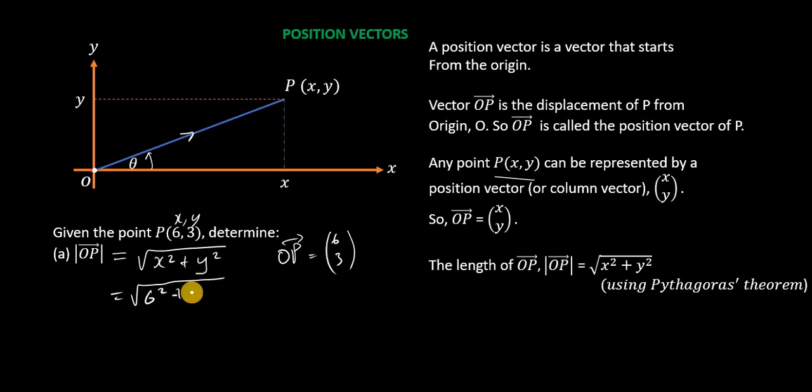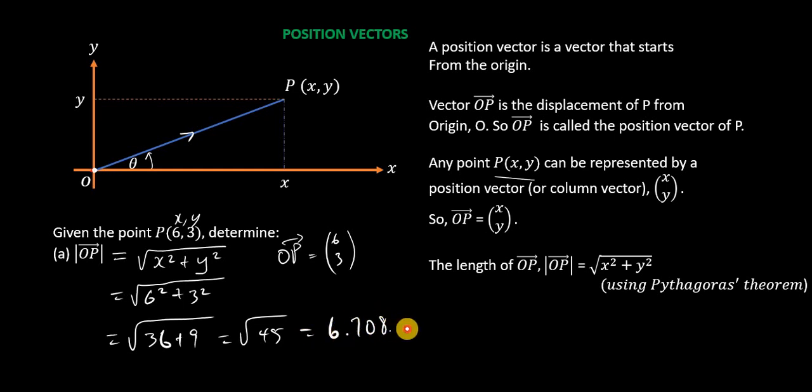So we're going to say 6 squared plus 3 squared. And that will give us 36 plus 9. Then we will find the sum, which gives us 45. And then we'll find the square root of 45. The square root of 45 is equal to 6.708 and so forth.